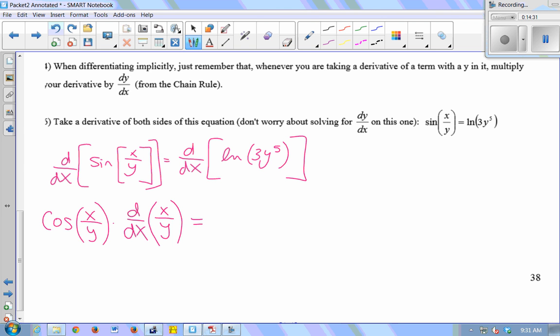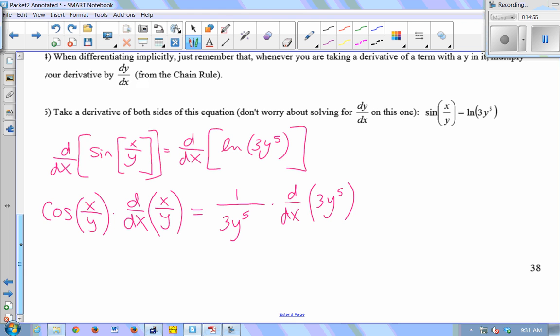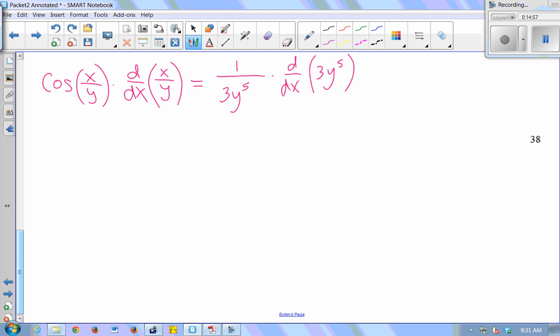And then how about the derivative of the ln of some stuff? 1 over the stuff times the derivative of the stuff. So this is going to be 1 over 3y to the 5th times the derivative of 3y to the 5th. Okay, so now I'm going to work on the two derivatives that I have left here.